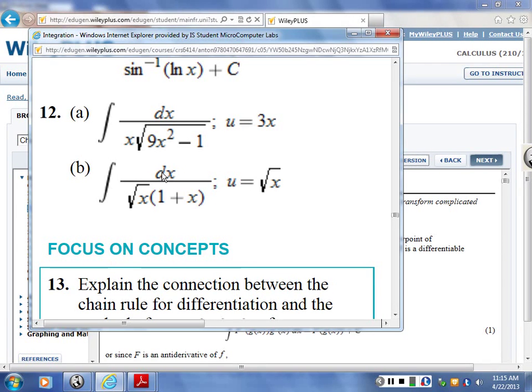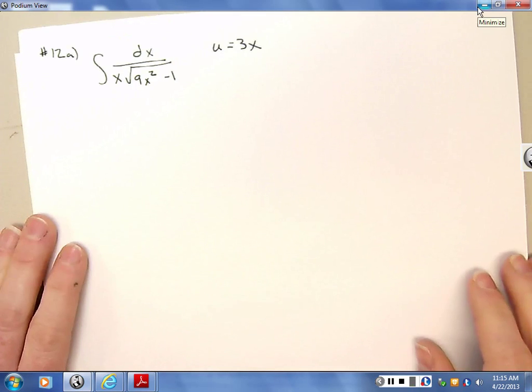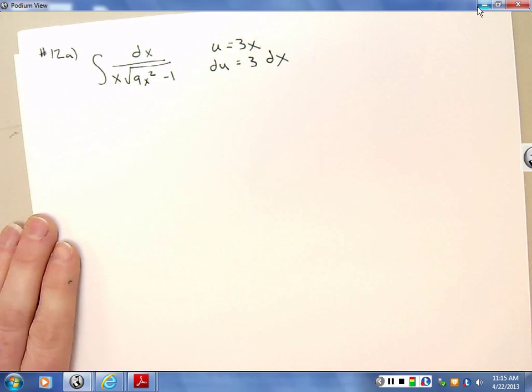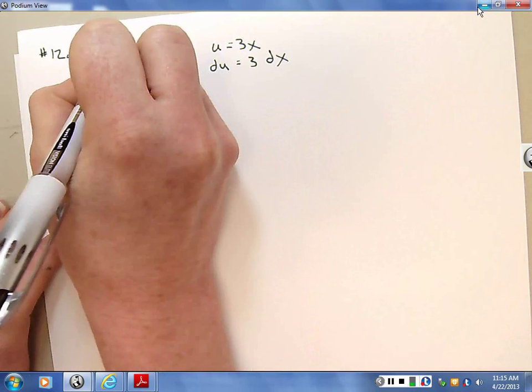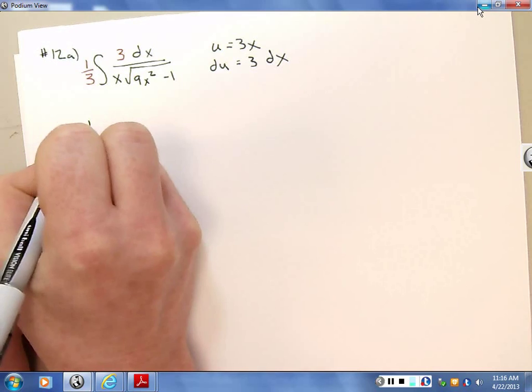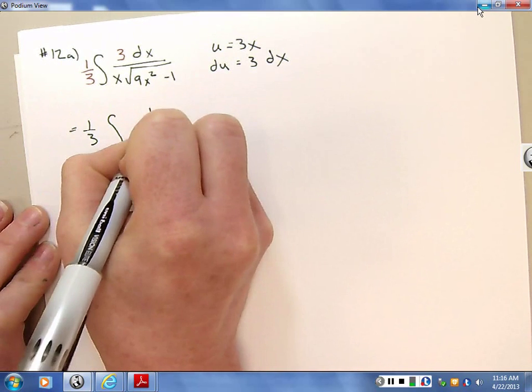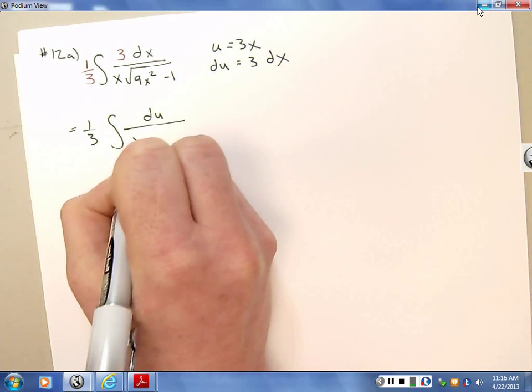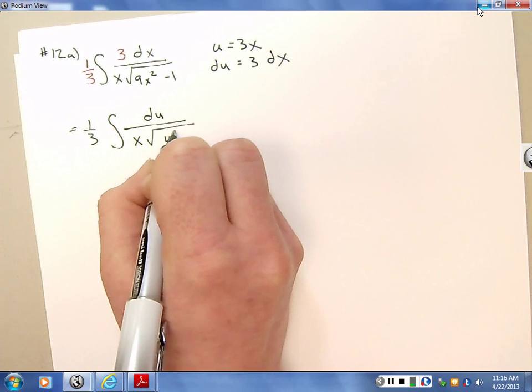Number 12A, we have the integral of dx divided by x times the square root of 9x squared minus 1, and u is to be 3x. So it's nice they tell us kind of what to pick here. So if u is 3x, du would be 3 dx, right? So if I want to manipulate my integral, I can put a 3 in here and then multiply by a third. So if I do that, I have 1/3 the integral of du over x, the square root of u squared minus 1.